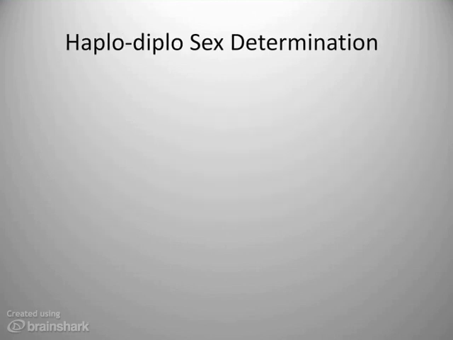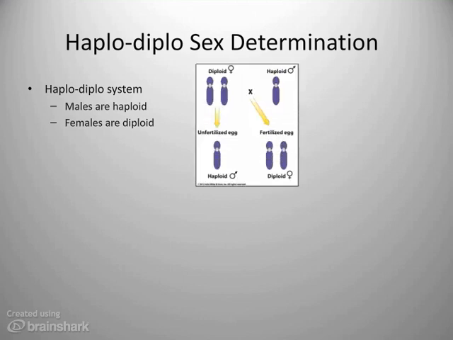Now lastly, we have the haplo-diplo system of sex determination. This is a mechanism used by bees and wasps. Now in these species, the males are haploid while the females are diploid. What I mean by that is the males are composed of all haploid cells and the females are composed of all diploid cells. Now this is possible because the males arise from unfertilized eggs.